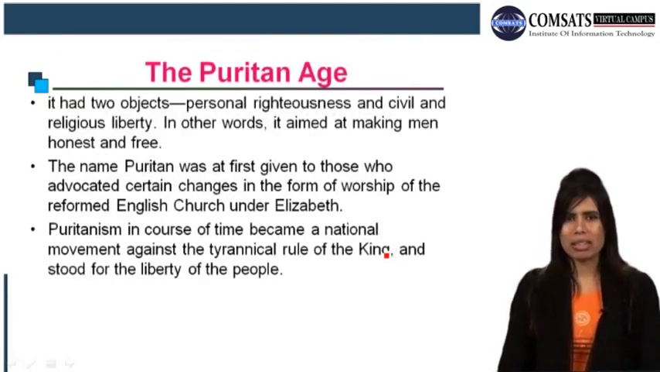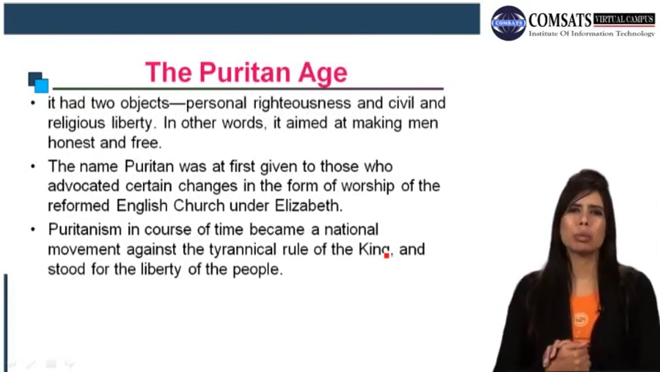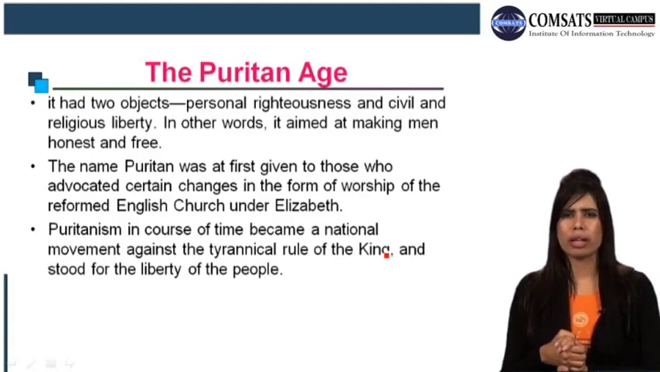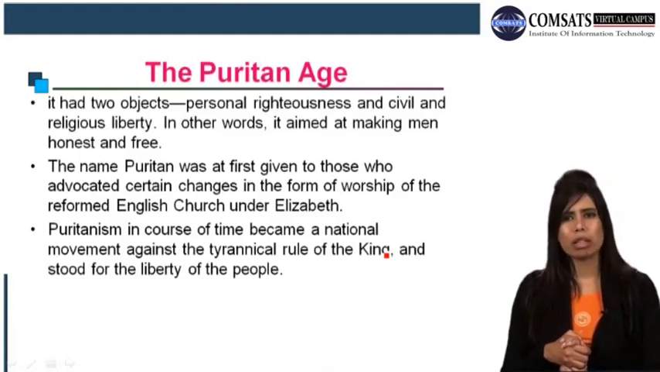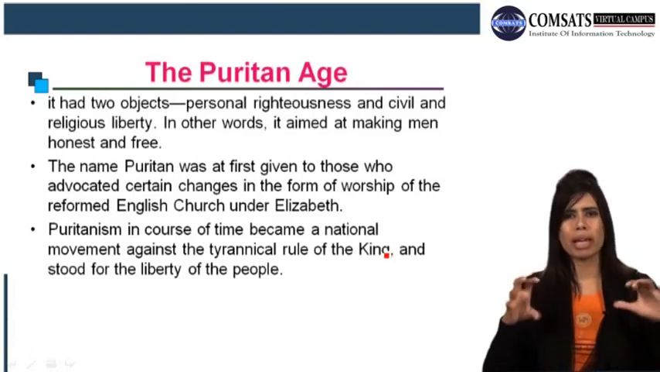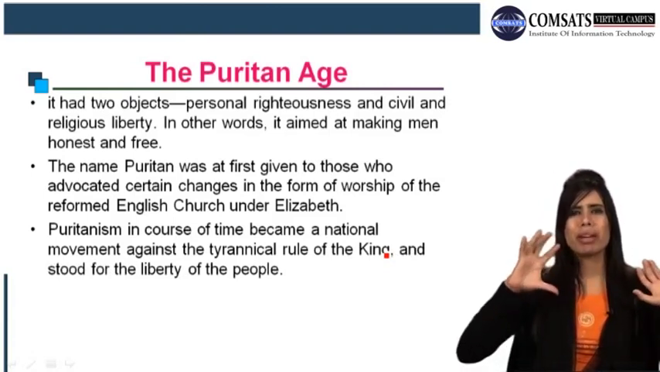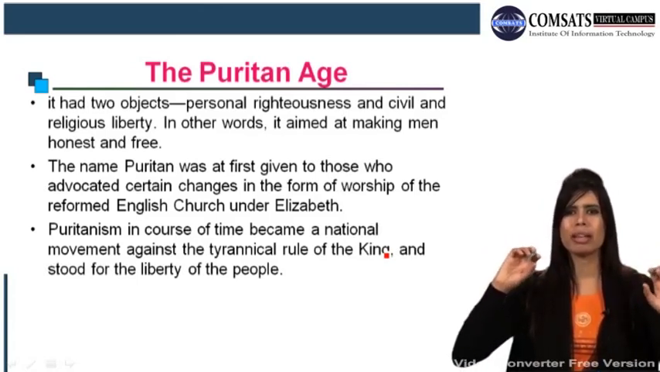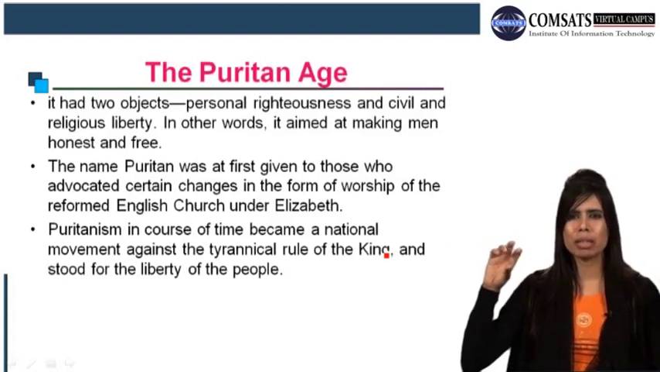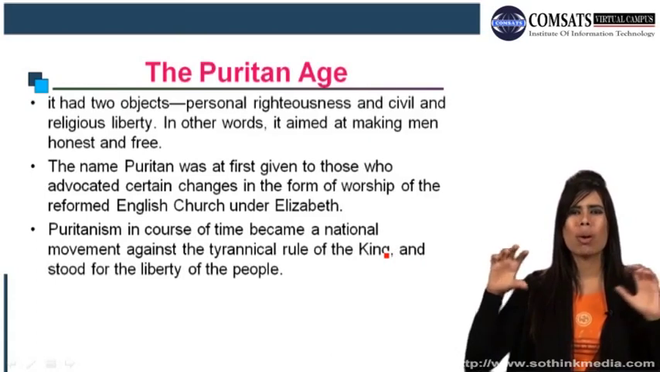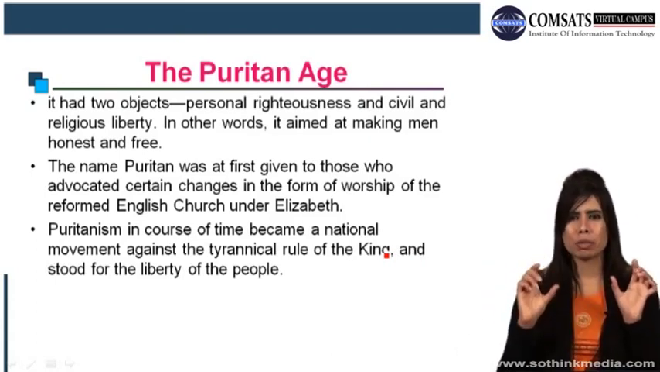The Puritan age stood for personal righteousness and civil and religious liberty. In other words, it aimed at making men honest and free. As we saw in the Elizabethan age, when King Henry VIII ruled over England, he was a Protestant, so he banned the Catholic prayers and all kinds of Catholic practices in the church. In the Puritan age the concept was to make men honest and free, with religious liberty as well as personal righteousness. Civil liberty is relevant to society, and religious liberty means you are free to follow any kind of religion while living in England. So this is the main aspect of the Puritan age.